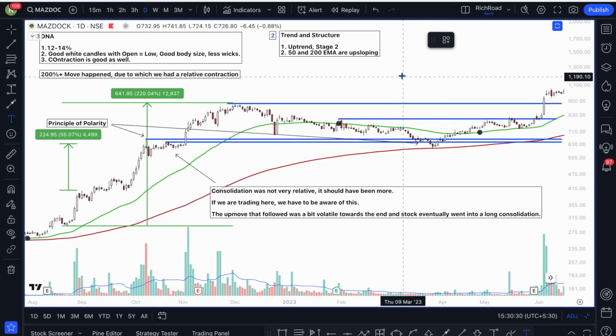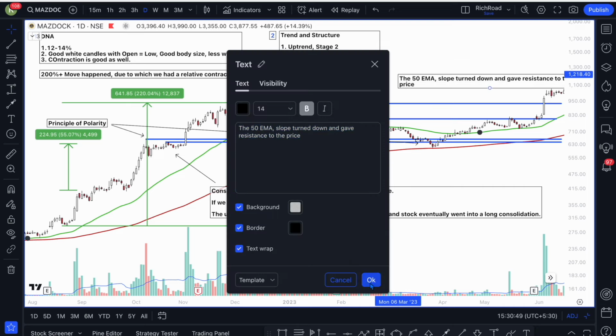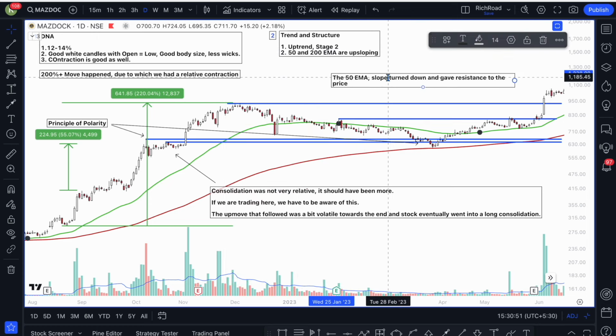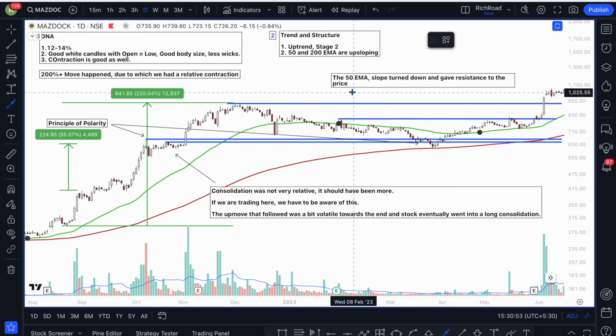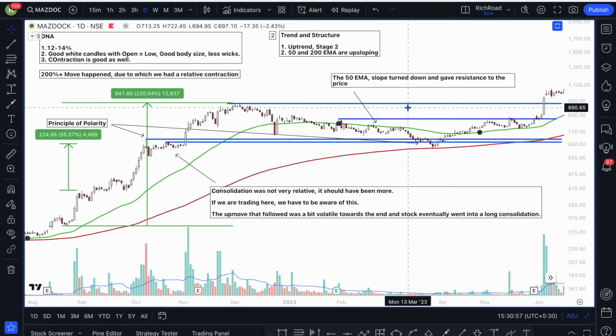So you will notice that the 50 EMA, the green line, its slope turned down and gave resistance to the price. You see it? I'll show it to you on the chart. Where is it happening? See this area, right? The 50 turned down. And after that, what happened?